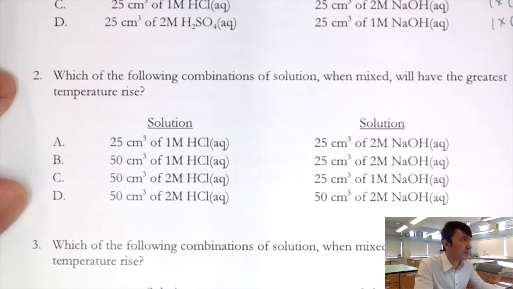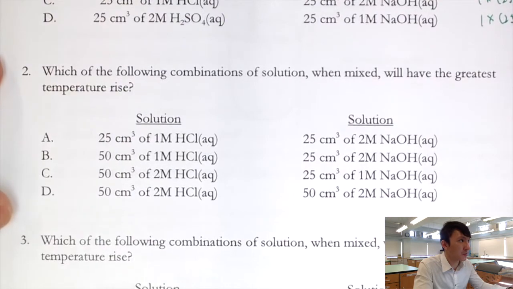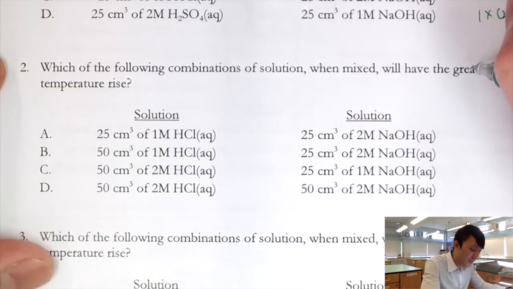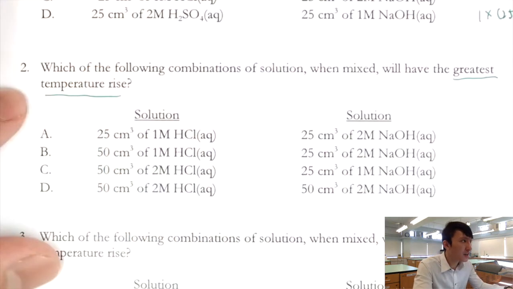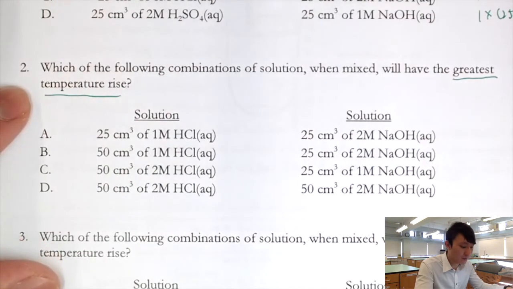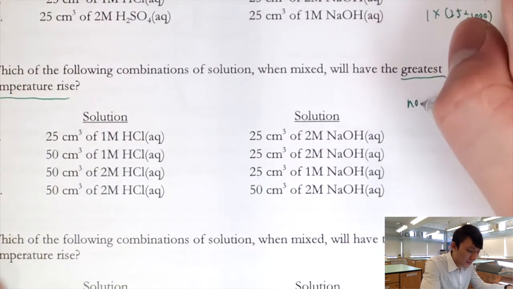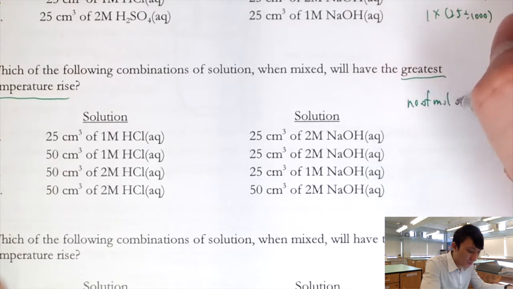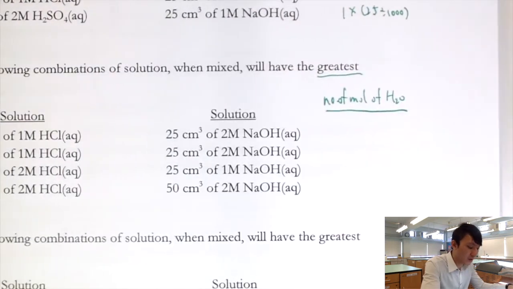Now question 2 here. Which of the following combinations of solution mixed gives the greatest temperature rise? So not only are you looking at the number of mole of H2O, but you can also look into the total volume.